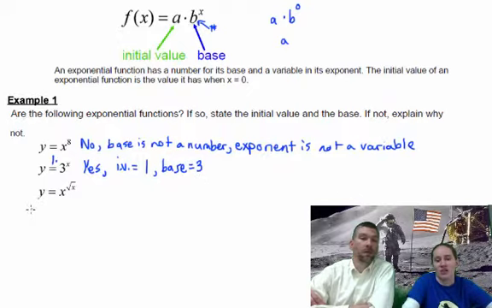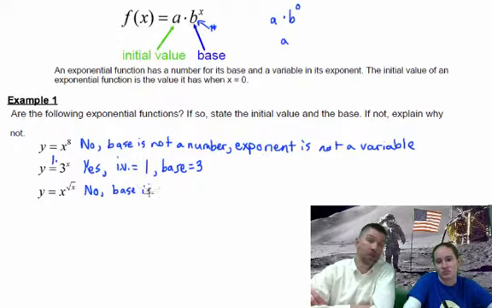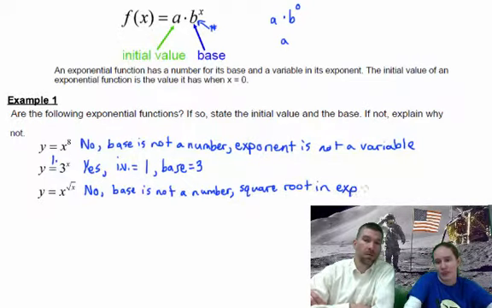How about the next one? No. There's a lot of things that are wrong with this. Let's just start with the fact that you have a variable for the base, and that's no deal when you're dealing with exponentials. And the other issue is that you've got some sort of wacky square root situation up in the exponent, which is also awkward. Even if this was a 5 for the base, it still wouldn't work because we can't have a random square root in the exponent.